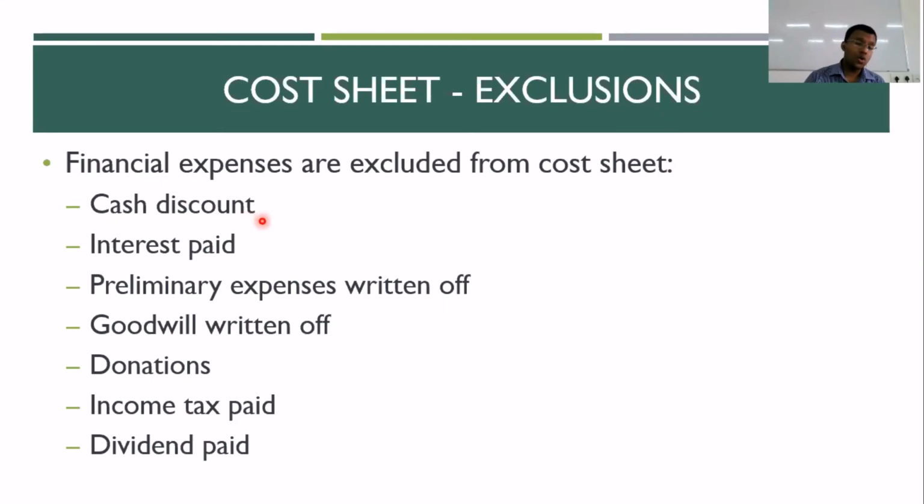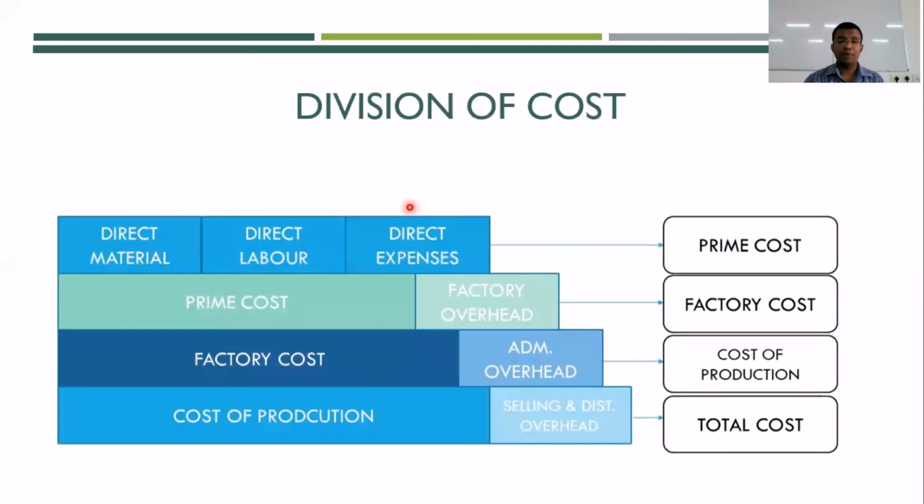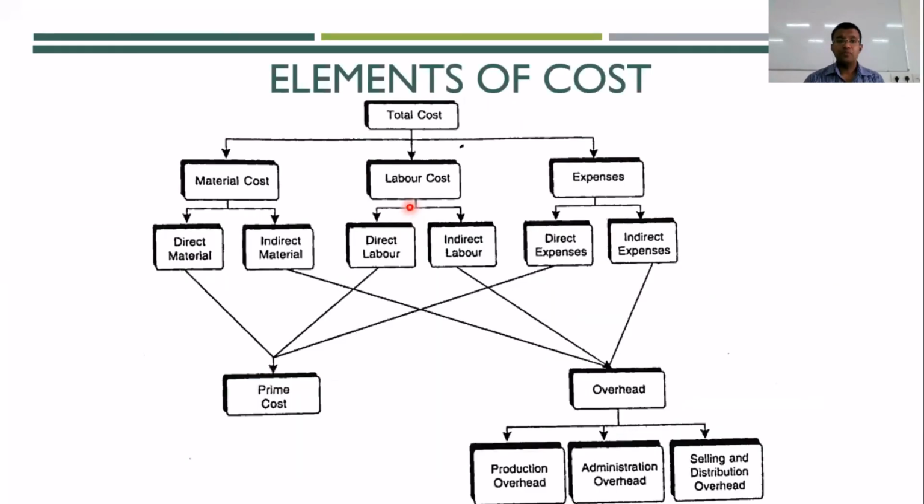So with that note, we have come to the end of today's topics. We will do a quick recap of what we have previously learned. We started off by learning cost sheet. We touched upon the elements of cost. I touched upon there are three elements: material, labor, expense, and each of these have got a direct as well as an indirect component.